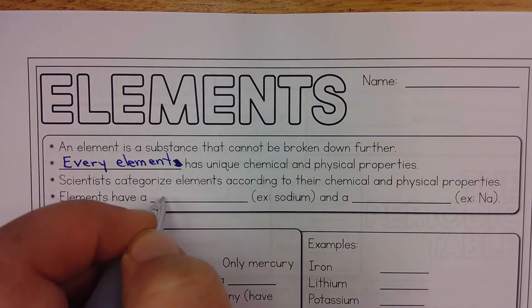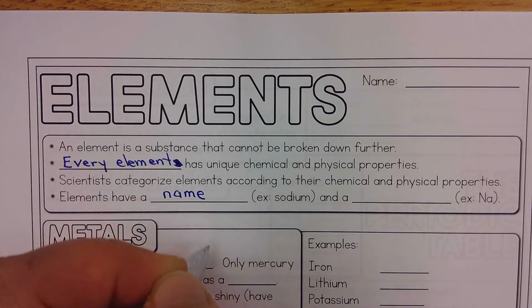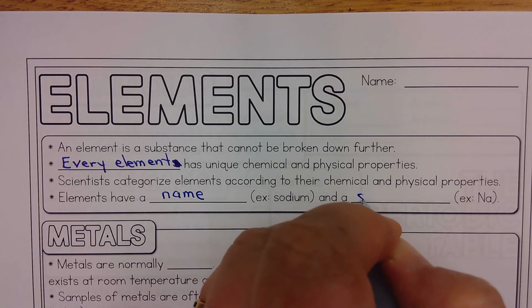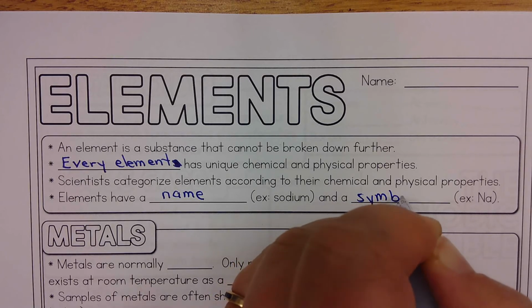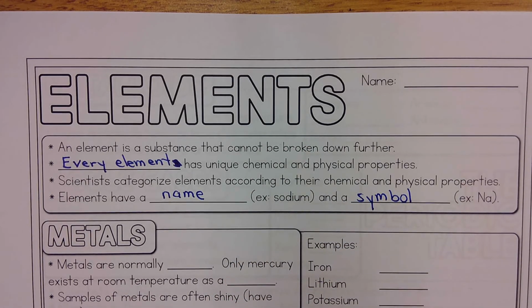All elements have a name, like it says there: sodium, oxygen, helium, hydrogen. And they all have a symbol. So sodium's is Na, oxygen's is O, neon's is Ne, but they all have that symbol.